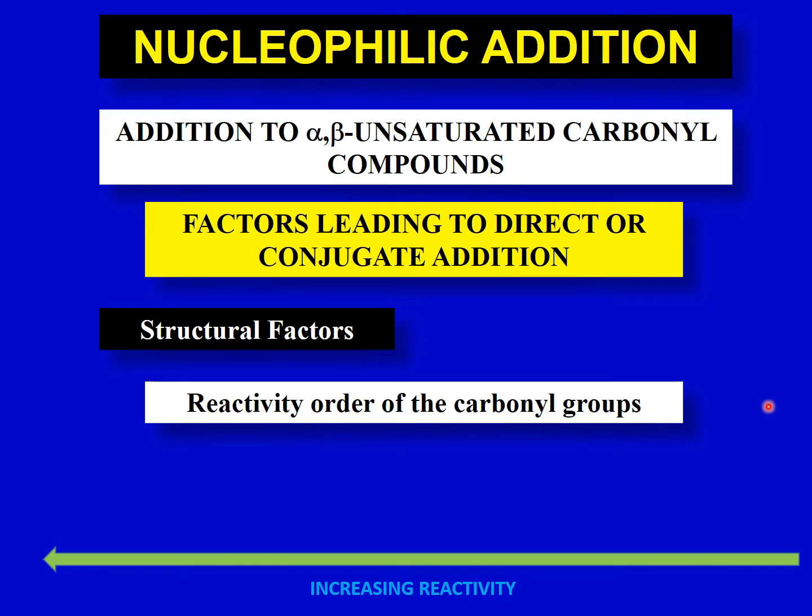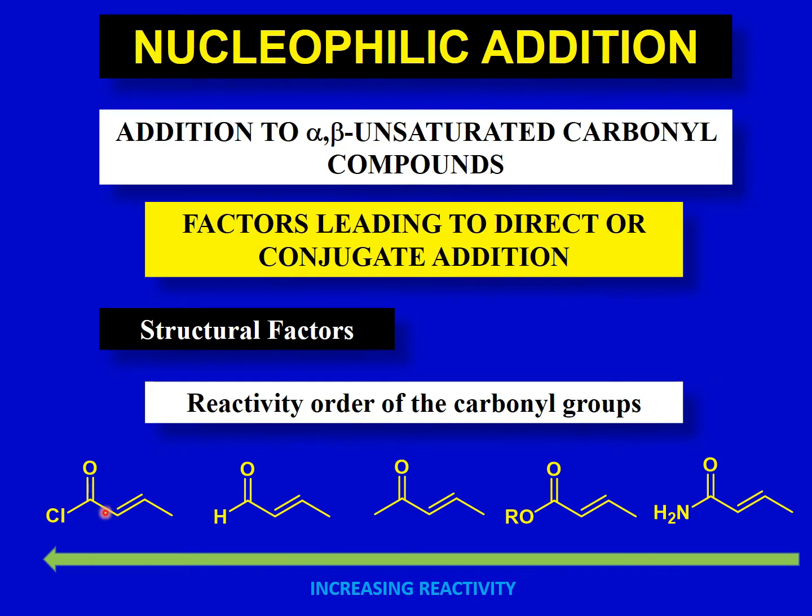So the reactivity order of the different carbonyl groups is given here. So we have an acid halide, an aldehyde, a ketone, an ester, and an amide. And all of these carbonyl groups are alpha beta unsaturated. So you can see that they are arranged in an order in which reactivity increases when we move from amide towards acid halides. I hope you all know why this order is so, but let me briefly discuss it here again.